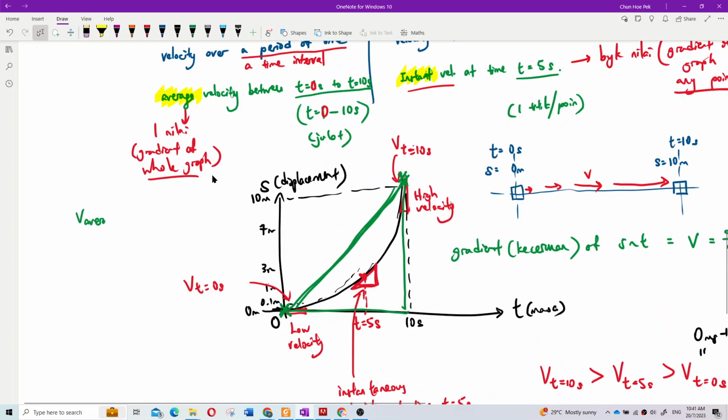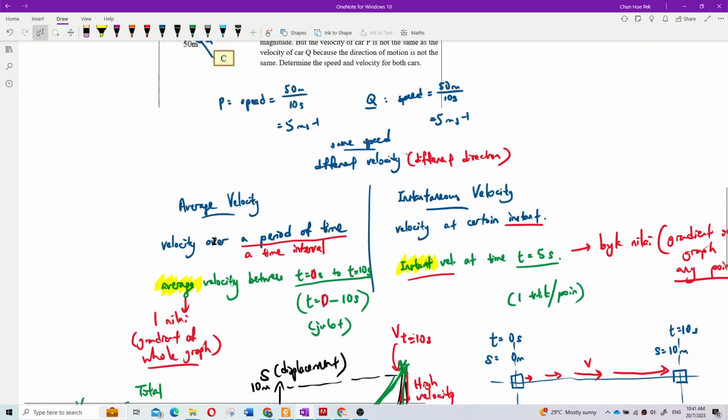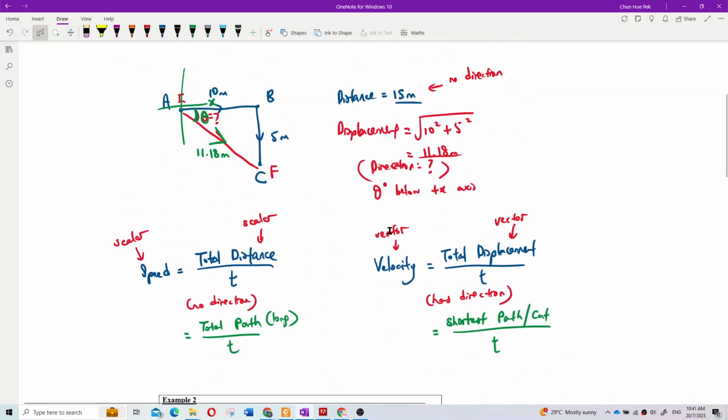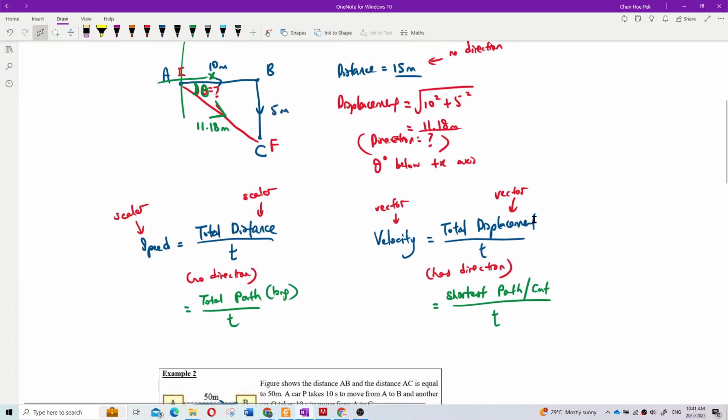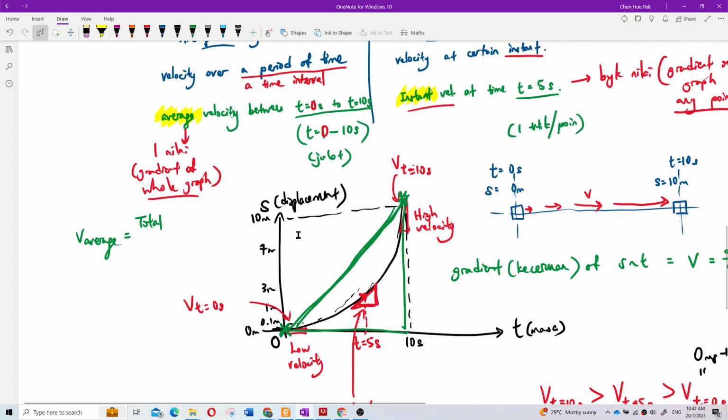Okay, understand lah? So, this kecuraman graph ini, we can say how to find the average velocity. Average velocity is total... Again, what's the definition of average velocity? What's the definition of velocity? Total displacement, isn't it? Velocity is total displacement over total time. So, average velocity is total displacement over the time taken.